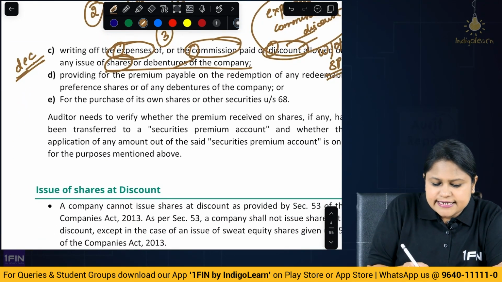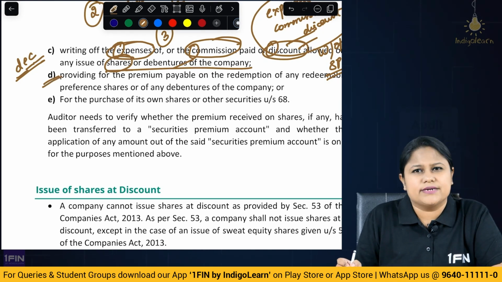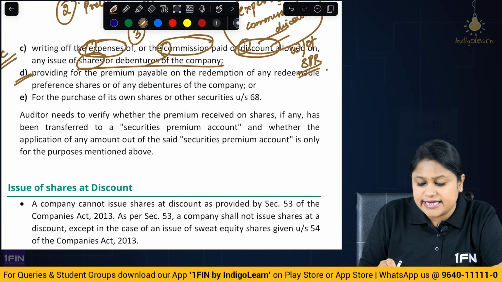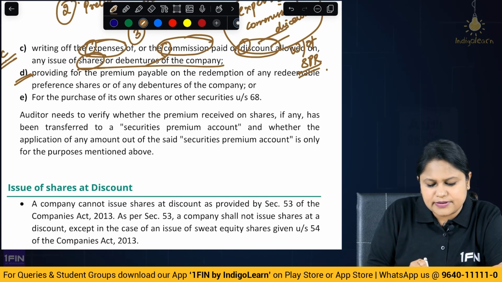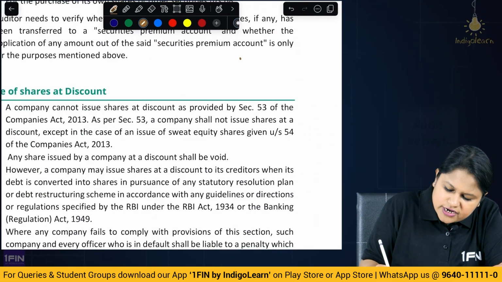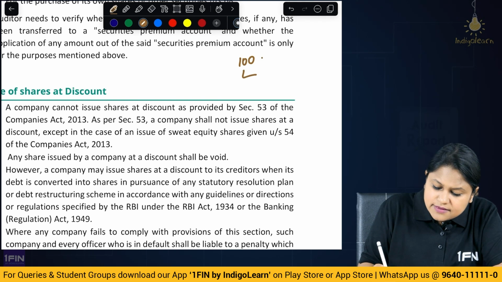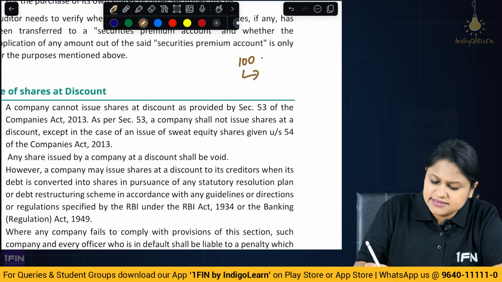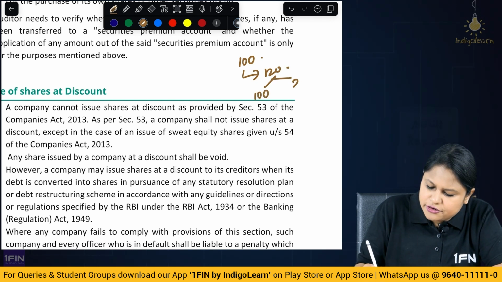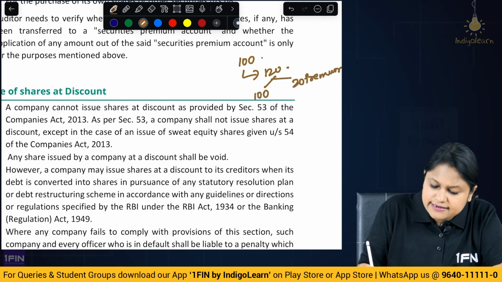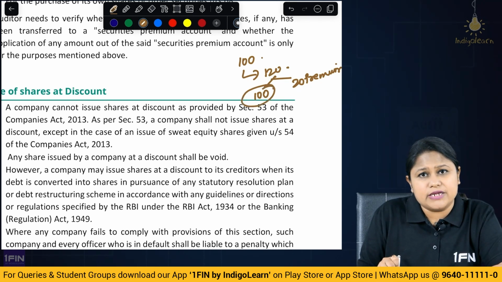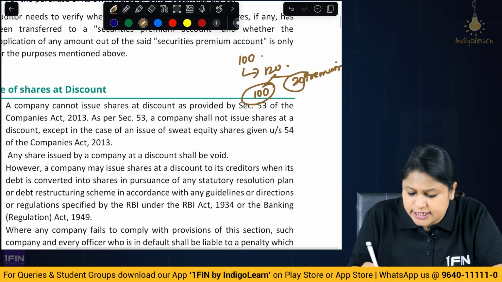Okay, then the next one, many students do it wrongly. The reading goes inappropriate, so you should have a proper reading for the same. Providing for premium payable on the redemption of any redeemable preference share or any debenture of the company. Now understand the concept here. Suppose you have issued a preference share for 100 rupees and the agreement for repayment is that you will repay at 120. That means 100 is face value, but 20 you are going to give as premium. Understand, SPR cannot be utilized to pay the 100 rupees. SPR, that is securities premium, can be utilized only and only to pay this 20 rupees.